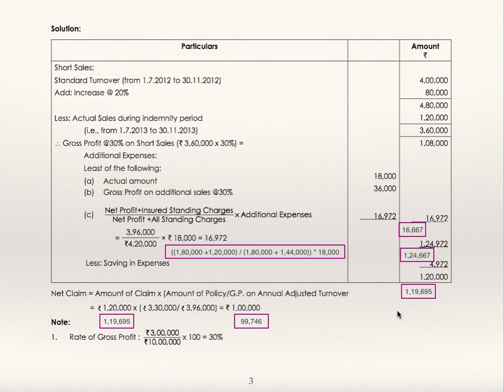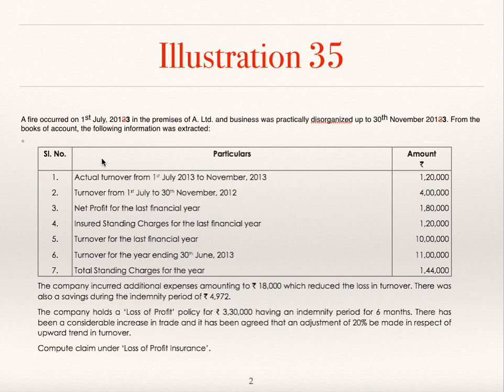Now you are supposed to check whether the average clause is applicable or not. For checking whether the average clause is applicable or not, what are you supposed to check? Compare amount of policy with gross profit on annual adjusted turnover. Now the amount of insurance policy is how much? 3,30,000. Gross profit on annual adjusted turnover. Why adjusted turnover? Your annual turnover. What is the amount of annual turnover? Let's go back and see annual turnover.